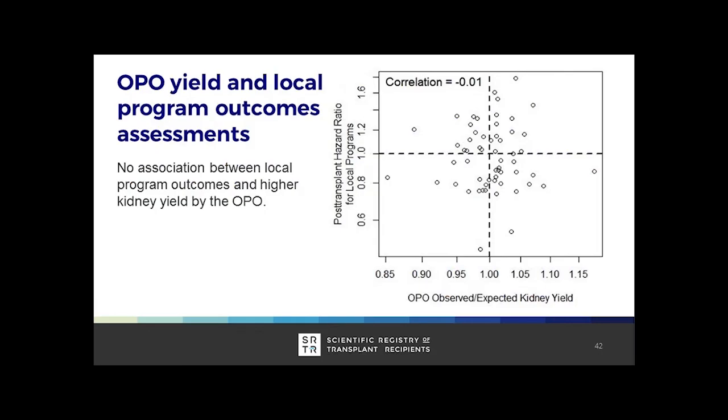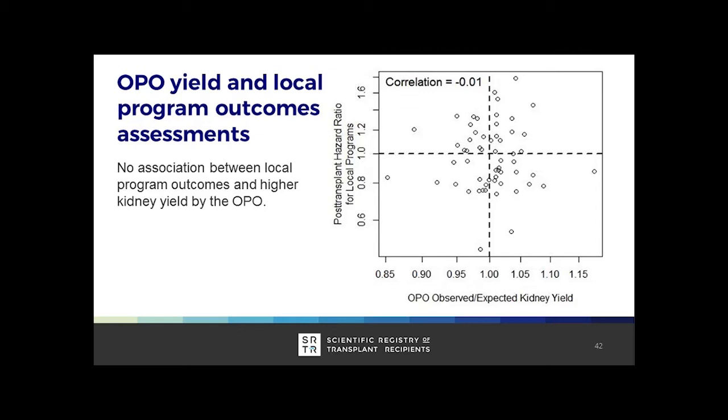This is a figure that we've presented at a few meetings recently. This is showing the association between the OPO's kidney yield on the x-axis and the post-transplant outcomes evaluations for the local programs in the DSA on the y-axis. And you can see from this figure there is no correlation between the expected kidney yield and the kidney outcomes of the local programs. You may expect a positive association here if those OPOs that were more aggressive in getting those organs placed, under the assumption that those would be going to more local programs, that those programs would have worse outcomes. And indeed, we don't see a trend there, and this is after adjustment.